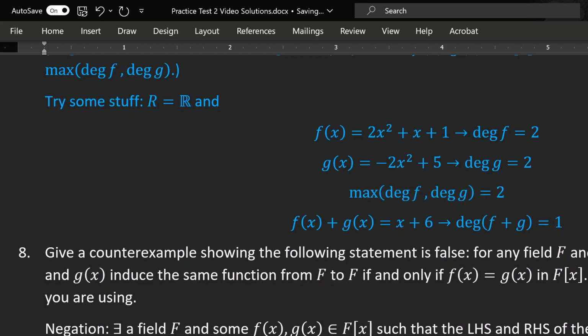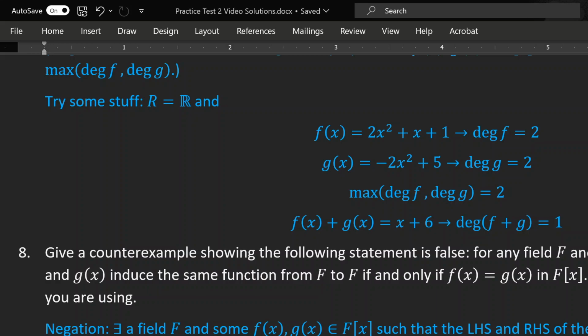Okay, so that's all kind of background information. You don't need to include this on your test paper, but that is what we need to look for. The only way this can happen, to have two different formulas inducing the same function, is if you are in a finite field.